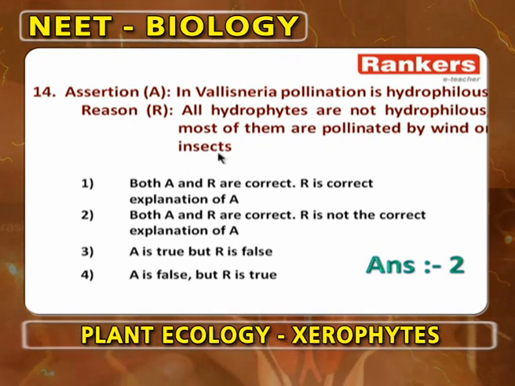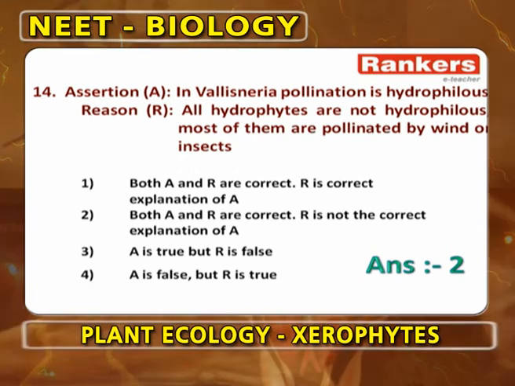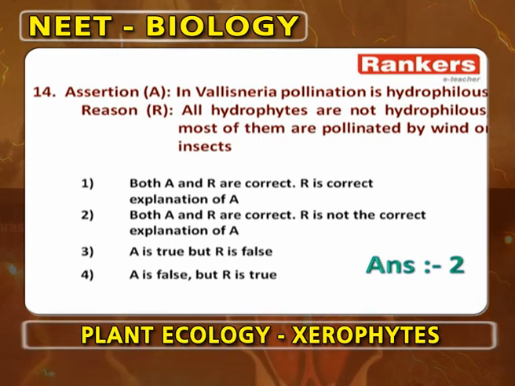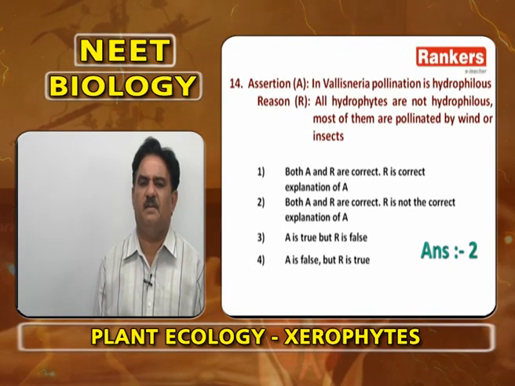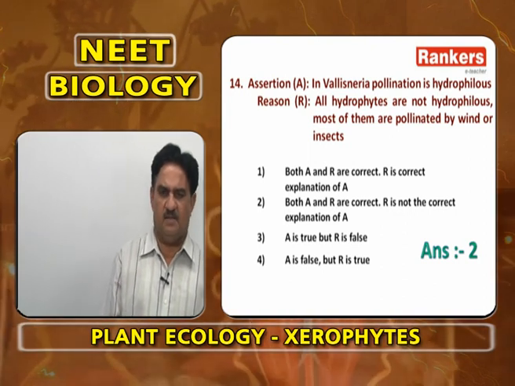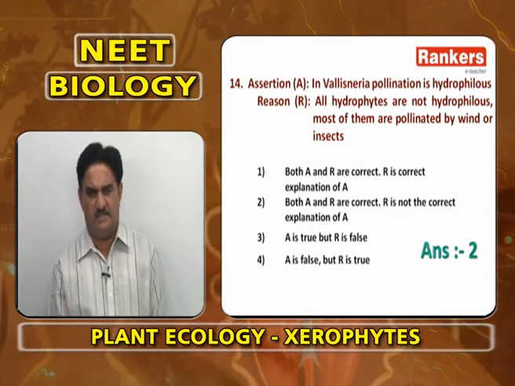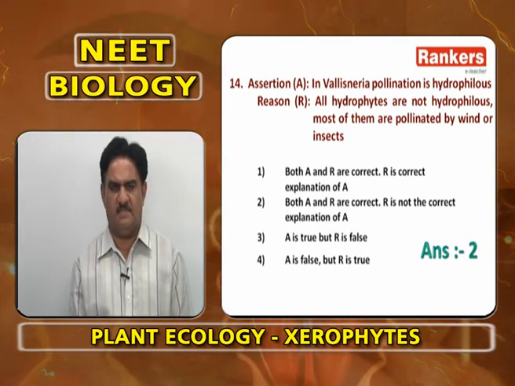In Vallisneria, pollination is hydrophilous is correct. Really, in all hydrophytes, the flowers are not hydrophilous. Some flowers which are above the water level, where stamens and stigmas are exposed, can be pollinated by wind or insects. So A is correct, R is correct. Because all hydrophytes are not hydrophilous and most of them are pollinated by wind, that is not the reason why Vallisneria pollination is hydrophilous. So A and R are correct, R is not the correct explanation of A. Second option is the answer for this question.